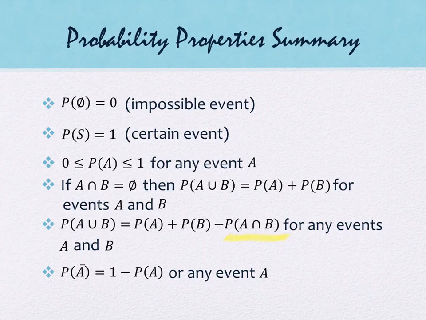And then the last one is one of those 3 versions of the complements. So when we have the probability of the complement, it's 1 minus the probability of the event.